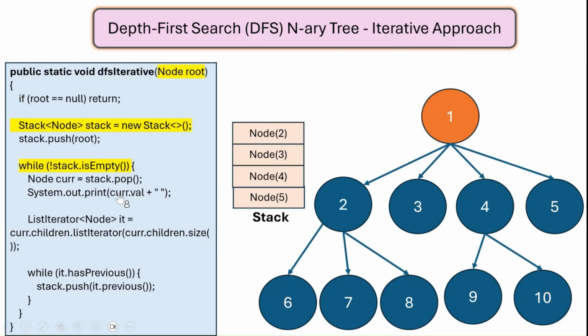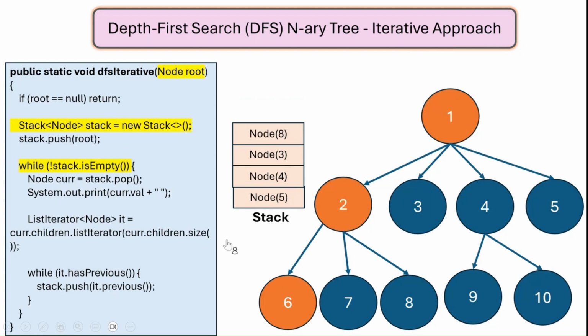The stack is not empty, so it will pop the stack, which is 2. The children of 2 will be pushed to the stack, which are 8, 7, 6. Then it will pop 6, and 6 does not have any children, so it will not push anything to the stack. So you can see we basically traversed one branch as deep as possible, from the root node till the leaf node.